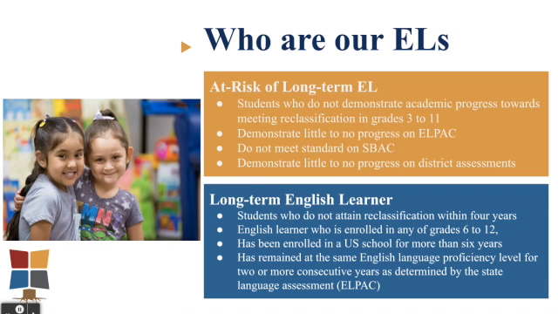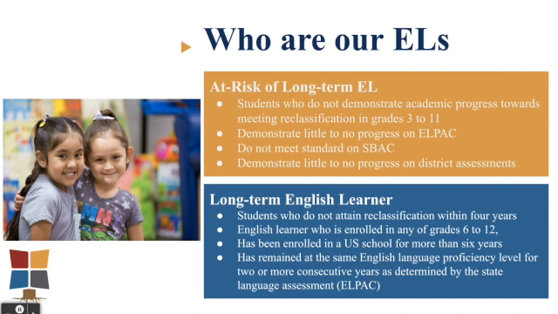Who are ELs? Well, at risk of long-term ELs are students who do not demonstrate academic progress toward meeting reclassification in grades 3 through 11. Chemawa has a variety of different classifications of students. Many of them are long-term ELs. They tend to not do well on SBAC, and or they demonstrate little to no progress on district assessments. So these are kids that are at risk.